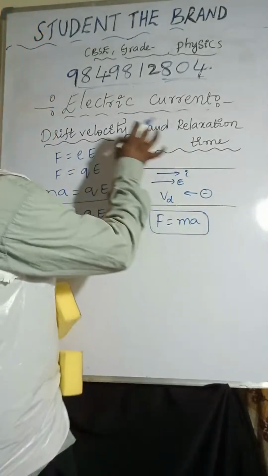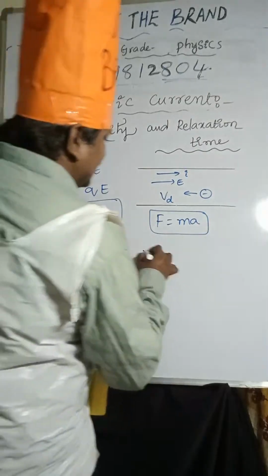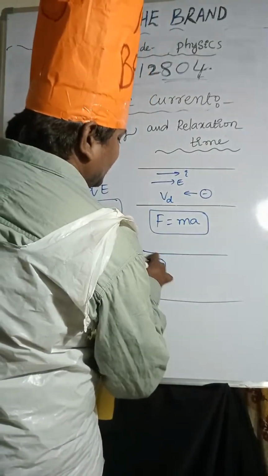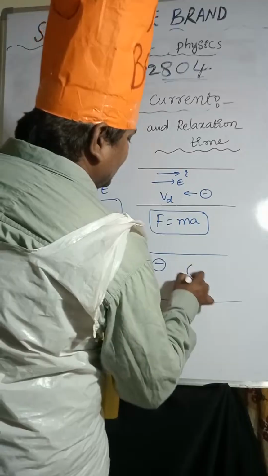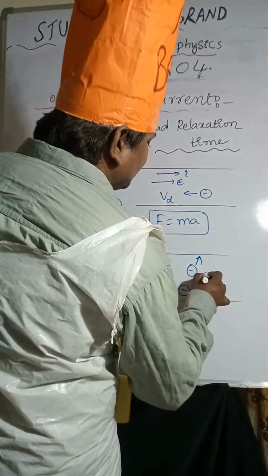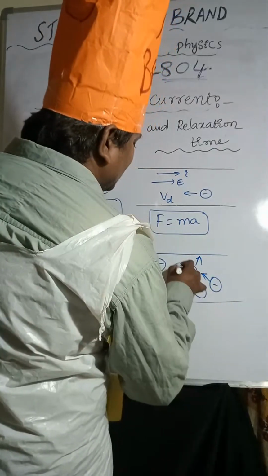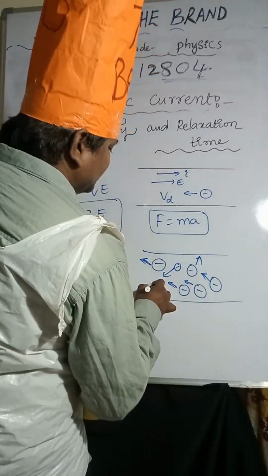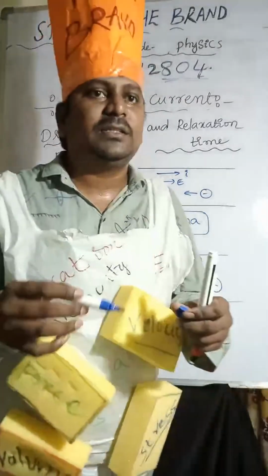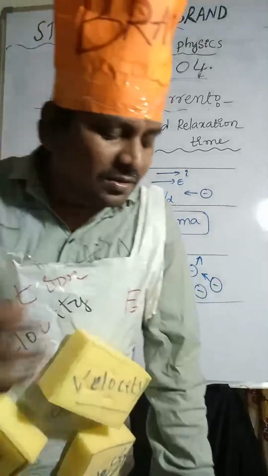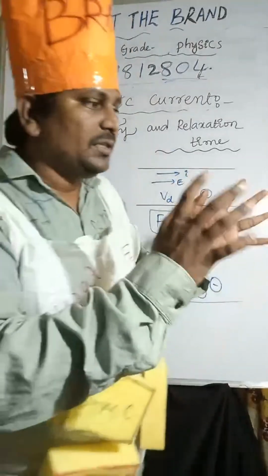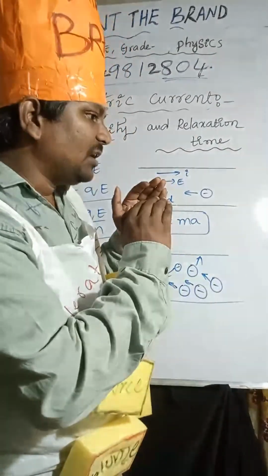Now we will discuss drift velocity. Inside the conductor, the electrons are moving in different directions, like this and like this and like this. They are moving in a closed conductor, so one electron will hit another electron.